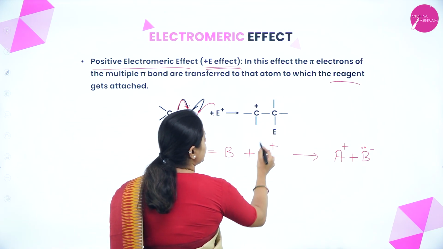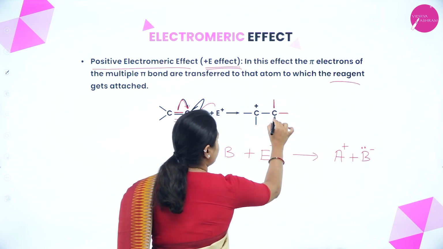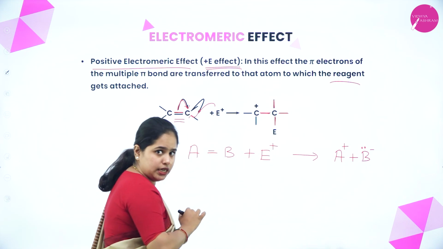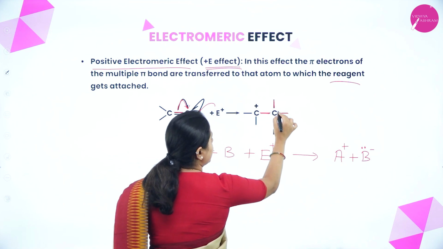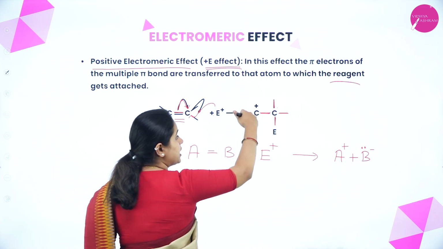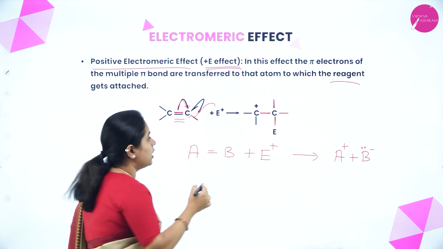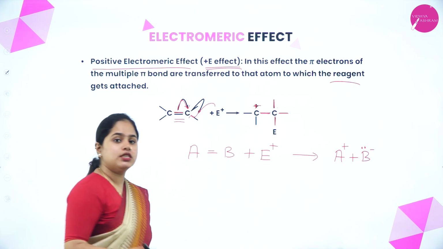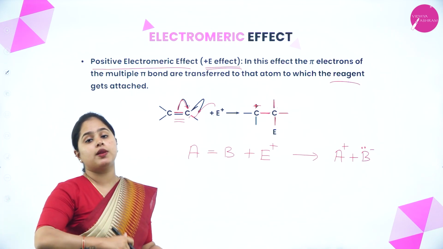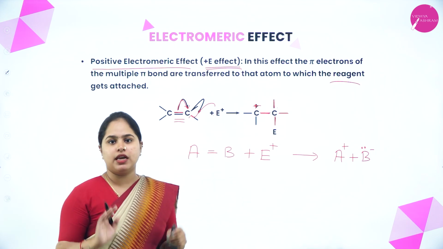So as you can see here, the two bonds were already there, right? Now the electrophile came and attached to this carbon atom, and the double bond became a single bond, and this particular carbon atom will get the electrons, right? And since that carbon atom is getting the electrons, the other carbon atom will get a positive charge, right? So this is the plus E effect. That is, the pi electrons will be shifted to that carbon atom to which the electrophile is coming and attaching.